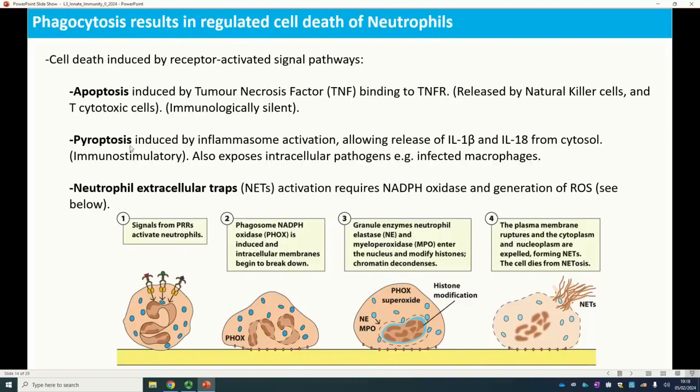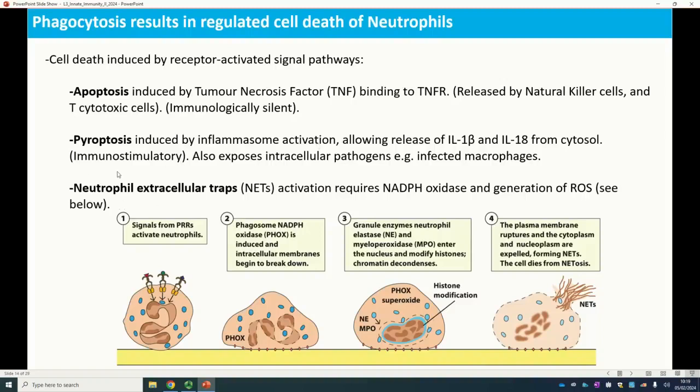So that's really the aim of pyroptosis, where we get breakdown of the cell, and this is immunostimulatory. By pyroptosis, we get release of the IL-1 beta and IL-18 that's been generated by the activation of the inflammasome, because it's that NALP3, that NOD-like receptor, which is a pattern recognition receptor. It's also utilized by macrophages. If a macrophage has taken up intracellular pathogens and can't get rid of them, then pyroptosis is another way that it can expose any intracellular pathogens to the immune system.